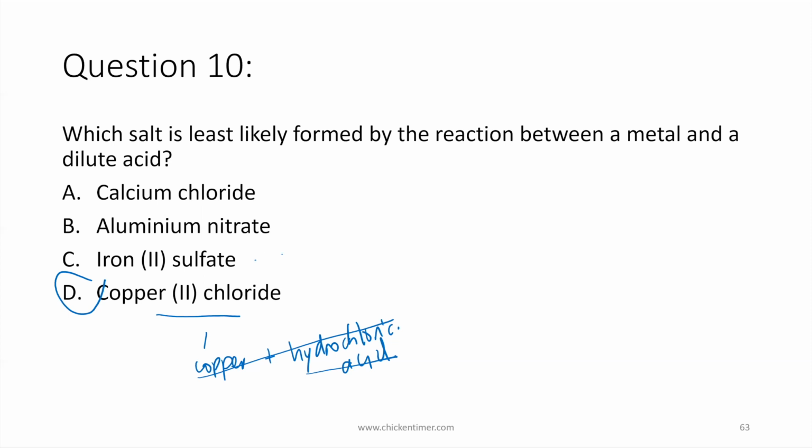Iron sulfate, right, iron can go with sulfuric acid. Reaction will happen. This one can.